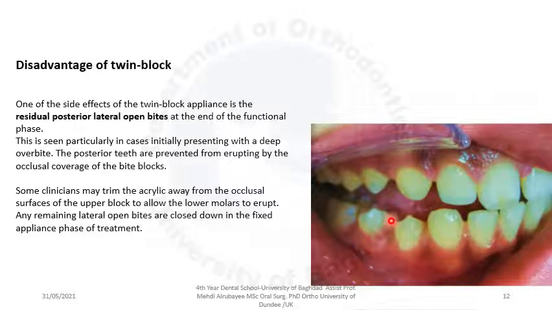But one of the disadvantages of the twin block appliance is the residual posterior lateral open bite. After correction of the overjet and deep bite, there is a posterior open bite. This is seen particularly in cases initially presenting with a deep overbite. The posterior teeth are prevented from erupting by occlusal coverage of the bite blocks. Some clinicians may trim the acrylic away from the occlusal surfaces of the upper block to allow the lower molars to erupt. Any remaining lateral open bite is closed down in the fixed appliance phase of treatment after removal of the twin block, after ending the stage of the twin block.